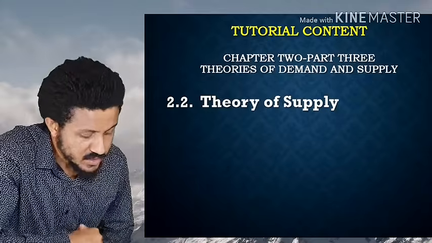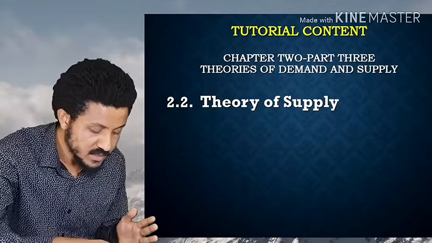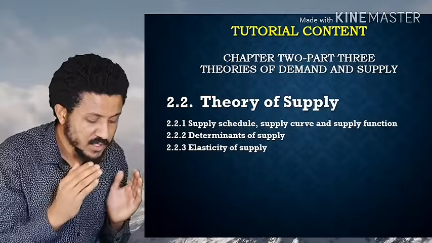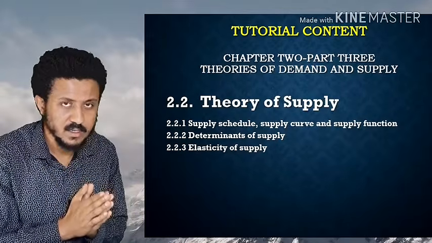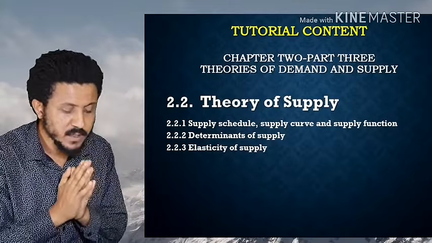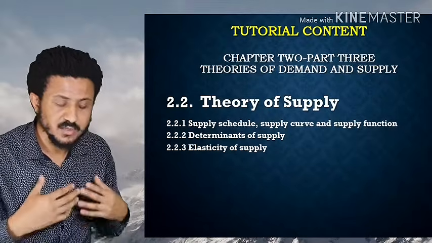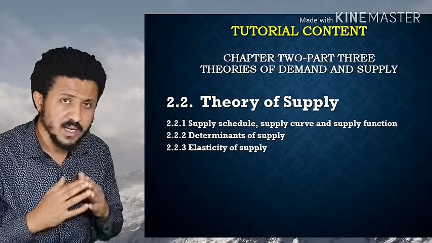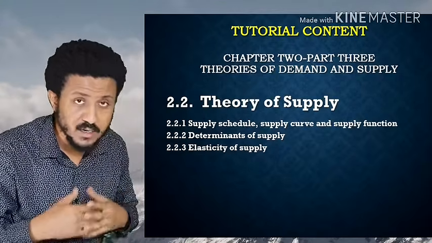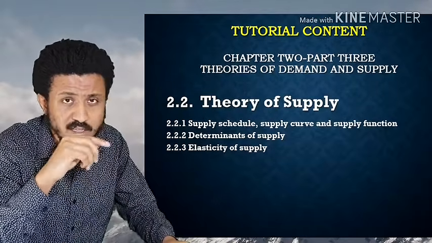Similarly, what we are going to see today is the theory of supply. So theory of supply is our topic today, and within it we are going to see the supply schedule, meaning how we can show supply: in a table, in a curve and in a supply function. Then, when we come to 2.2.2, we are going to see the determinants of supply, and when we come to 2.2.3 we are going to see elasticity of supply. So I hope we will be having a very nice time. Again, stay with me.